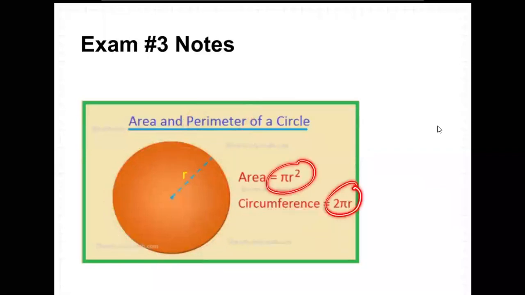Notice that these two formulas are very, very similar, aren't they? They both have the same three players, pi, r squared and 2 pi r. The only difference is the 2 is in the front instead of being in the power. It might help you remember it because area is always square units, like feet squared, yards squared, meters squared, centimeters squared. So it makes sense that the area formula has the square, whereas circumference is not area, so it doesn't have the r squared. The 2 is just in the front.